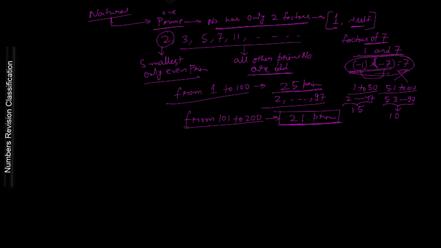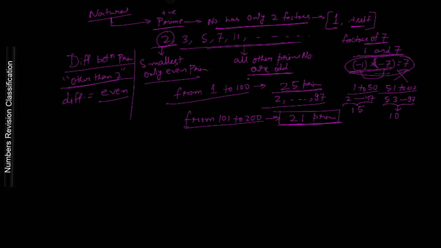Now there are certain other things. The difference between prime numbers is one interesting area. Other than 2, if you consider any other pair of prime numbers, I repeat, other than 2, the difference will always be even, which is obvious. These numbers are odd, so the difference will be even.